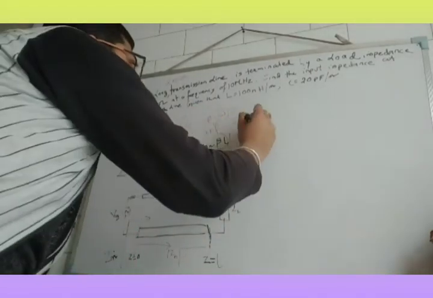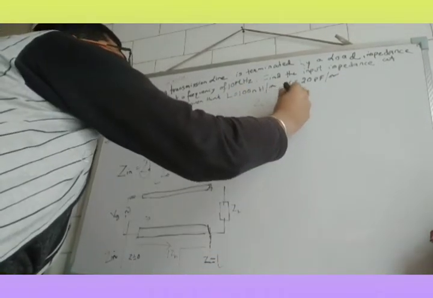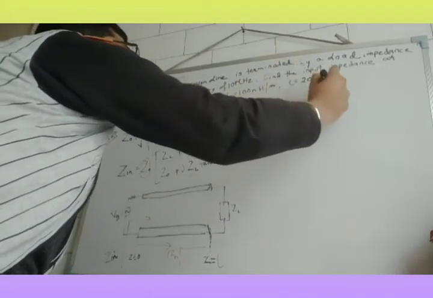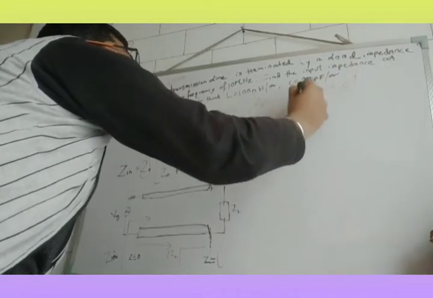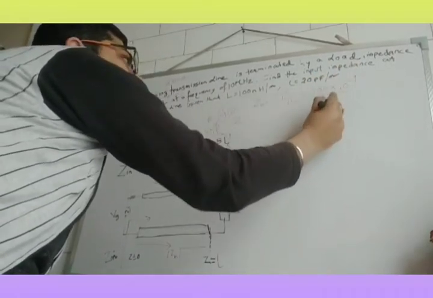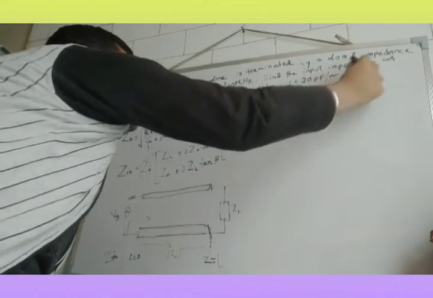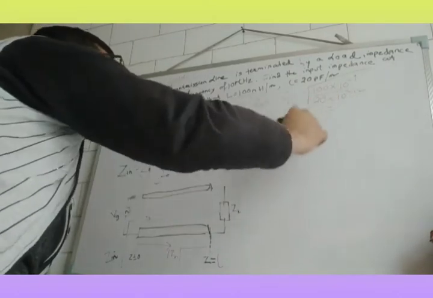First of all, Z0 will be how much? Root over of L by C. So L is how much? 100 nanohenry, sorry. Nano means 10 to the power minus 9. C is how much? 20 picofarad, 20 into 10 to the power minus 12. Root over of this. So if you calculate, this will be 5.